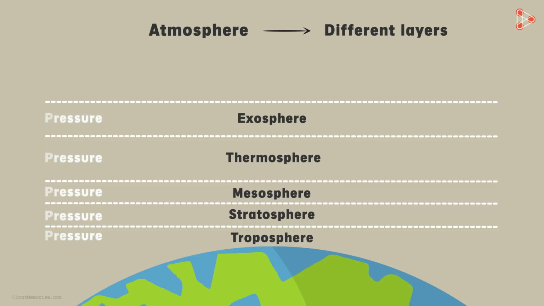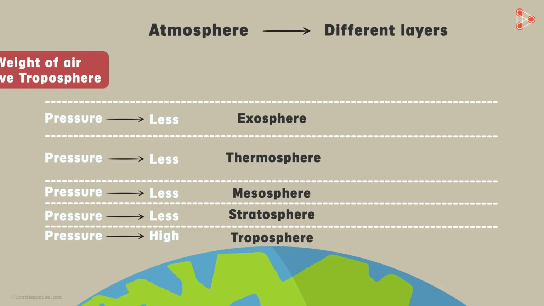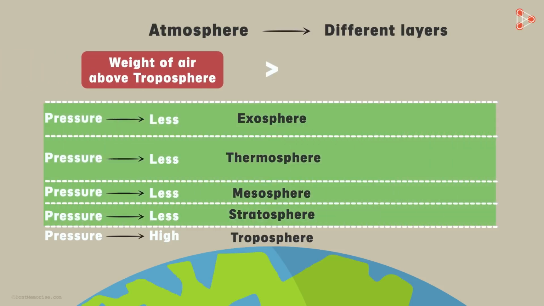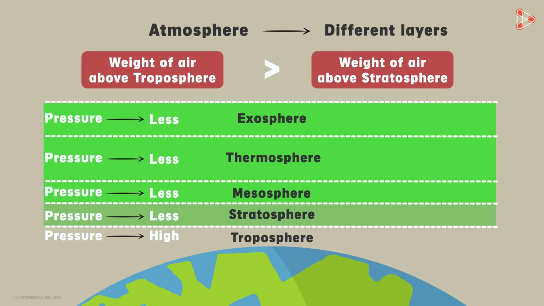The pressure in the troposphere, which is the bottommost layer, is higher than the pressure in the layers above it. And I'm sure you can guess the reason why. This is because the weight of the air above the troposphere is greater than the weight of the air above, say, the stratosphere. The air pressure also acts in every direction and not only in the downward direction.